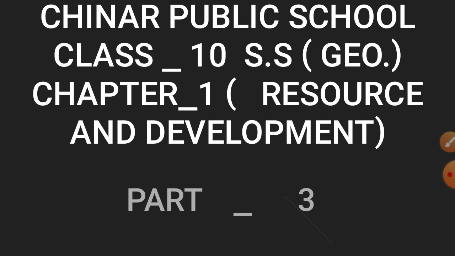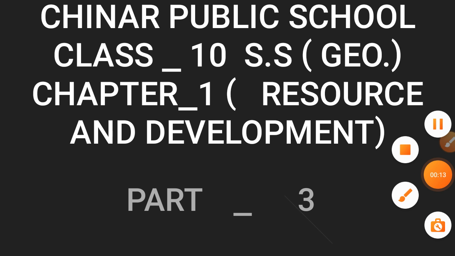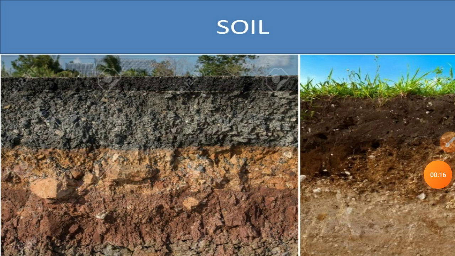This is Geography chapter number 1, Resources and Development, and this is part 3 of this chapter. Today we are discussing soil: how many kinds of soil are found in India and what the different characteristics of this soil are in the different areas of the country. Before starting the types of soil, first of all we see the soil profile.